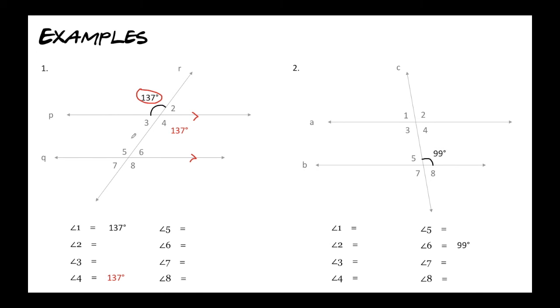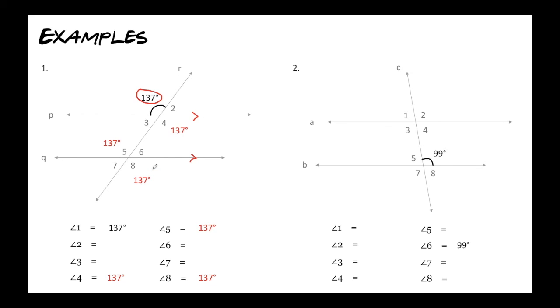Angle 5 and angle 1 are corresponding angles, so they are congruent. Angle 5 and angle 4 are also alternate interior angles, so they are congruent. By using the properties of either of these angles, we can say that angle 5 also has a measure of 137 degrees. Angle 8 and angle 1 are alternate exterior angles, so they are congruent. Angles 4 and 8 are corresponding angles, so they are congruent. Angles 5 and 8 are vertical angles, so they are congruent. I think we can confidently say that angle 8 also has a measure of 137 degrees.